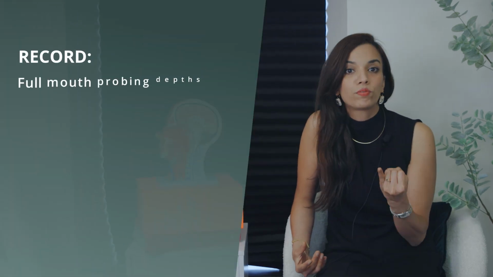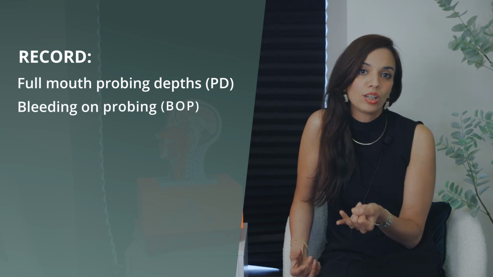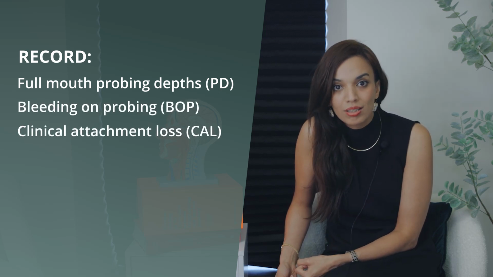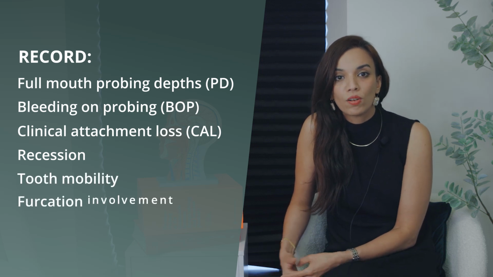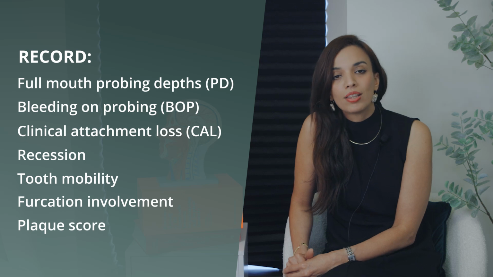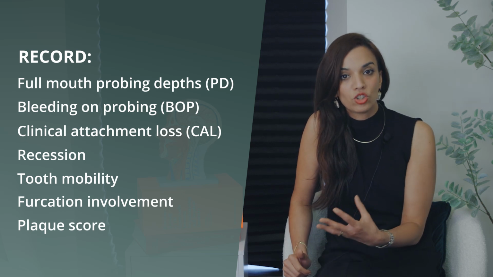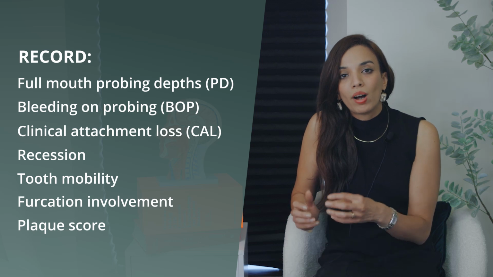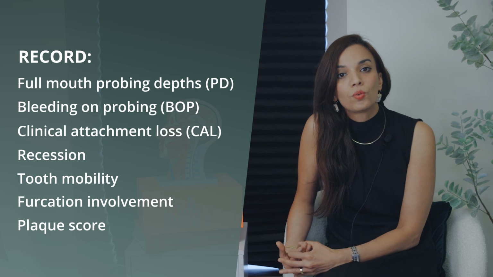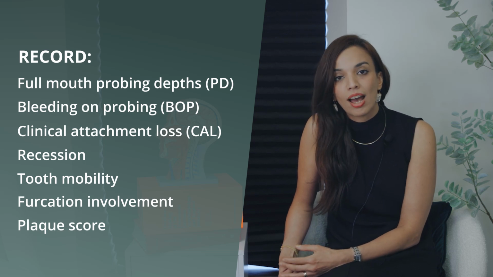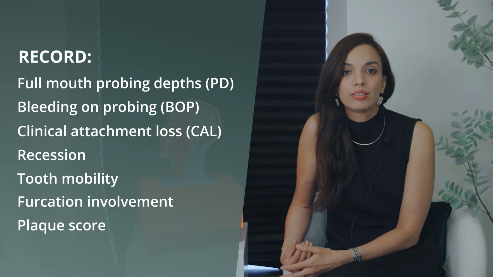So what are the right records that we take from our periodontal disease patients? First of all, your full mouth probing depth, your bleeding on probing, your clinical attachment loss, your recessions, your tooth mobility, furcation involvement, and also plaque score that will reflect your patient's oral hygiene. Now, why are these records so important to highlight? It's because it enables us to reach the accurate diagnosis and also to have the right baseline documentation of our patients.